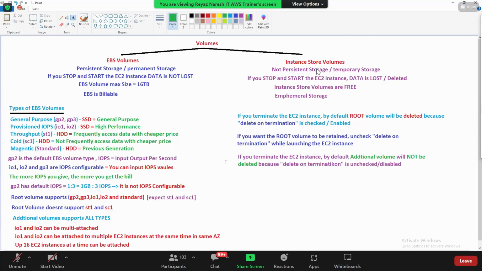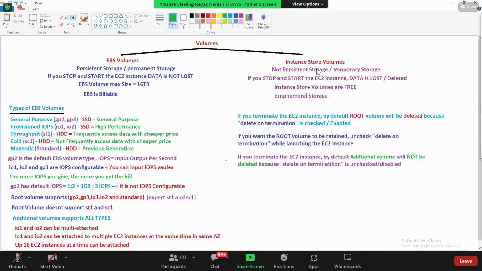Correct? Will you put important data in an instance store volume? Don't put it. For caching purpose, for processing purpose, for calculation purpose, for storing some temporary data, temporary volumes, something temporary, you use that. Once your application is done, instance store volume is nothing. If something else happens, also no issues. Okay? That is the purpose of it.